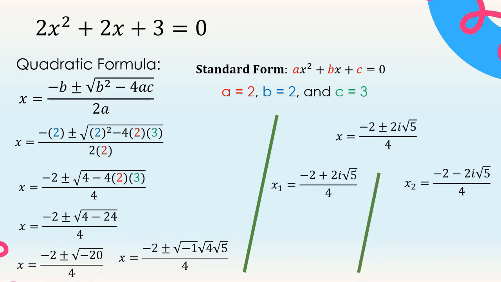Now we have x sub 1 is equal to negative 2 plus 2i square root of 5 over 4, and our x sub 2 is equal to negative 2 minus 2i square root of 5 over 4. Then we simplify. X sub 1 is equal to negative 1 plus i square root of 5 over 2, and x sub 2 is equal to negative 1 minus i square root of 5 all over 2.